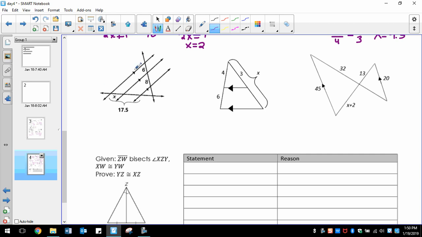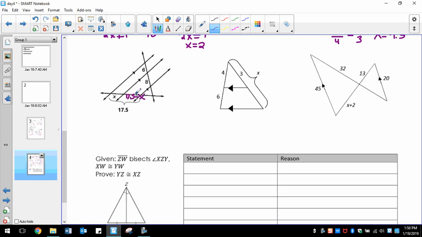Right? This is another side splitter. We have 3 parallel lines, 2 transversals. So we're going to be using the side splitter rule, which means I need 1, 2, 3, and then 4 sections. This is currently blank. So this is like the second example we saw when we introduced this rule. They told me the full length and then part of it, but not specifically what this was. So I'm going to do subtraction. So if the full thing is 17.5 and this is x, then this is 17.5 minus x.